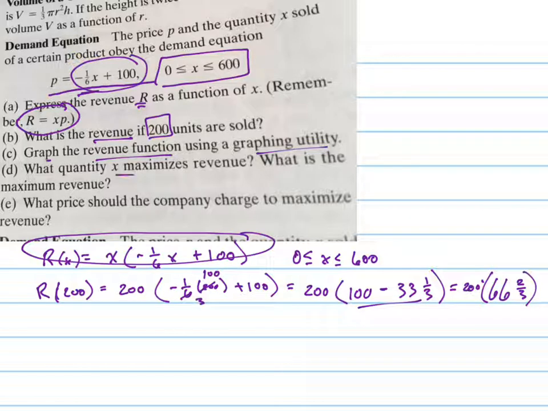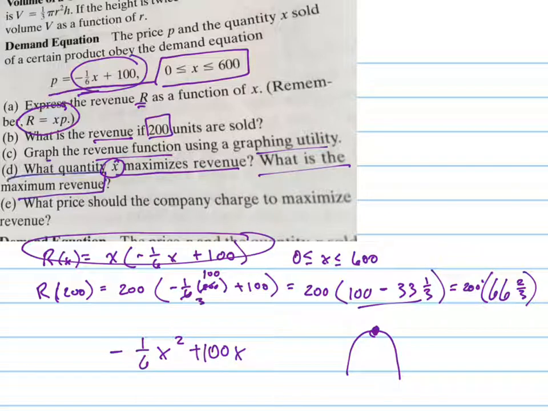It says what quantity X maximizes revenue. So on your graphing calculator, notice this is an upside down parabola because it's really negative 1/6 X squared plus 100X, right? So there's going to be some point that maximizes it. So use your calculate function on your graphing calculator to find the maximum point, and you want to find the X value that maximizes it. And then you want to find the Y value, because that's your maximum revenue. So you need to find the X value and the Y value for that point. Okay. And that's your answer to D.